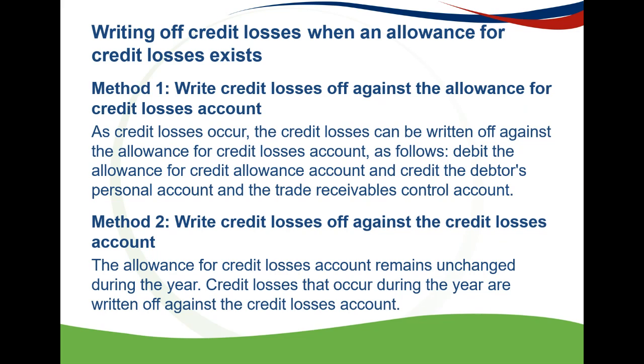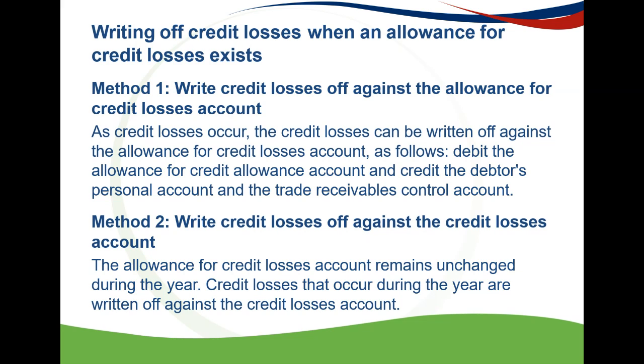Now, writing off credit losses when an allowance for credit losses exists. One can use two methods when dealing with this, because when an allowance already exists, you can either make use of the allowance or you can write it off. So let's quickly explain the two methods.